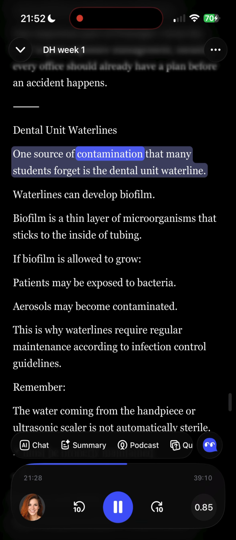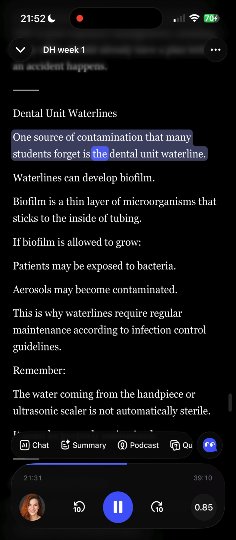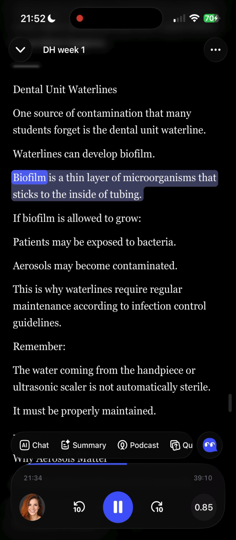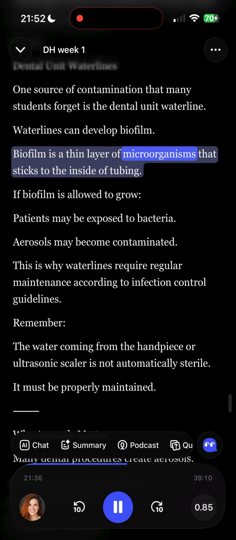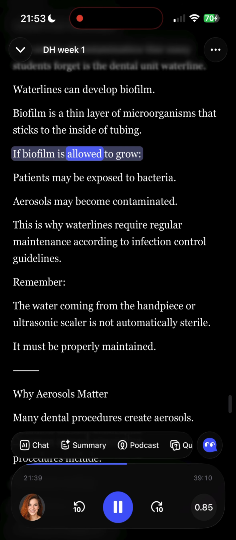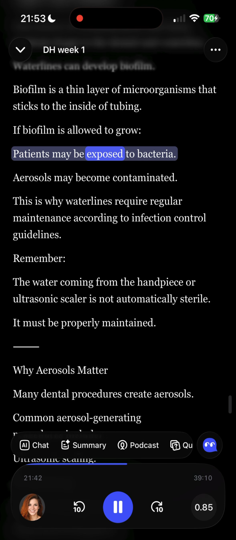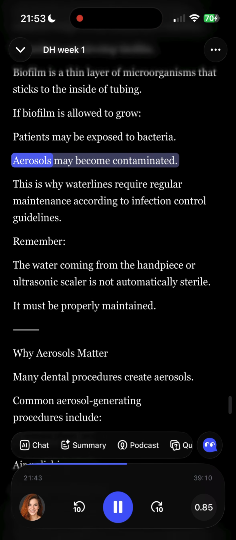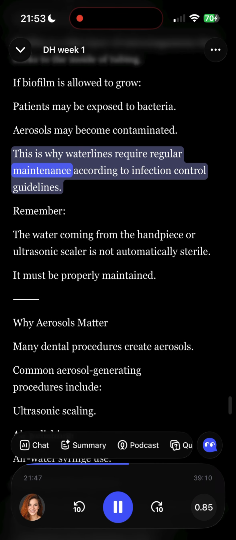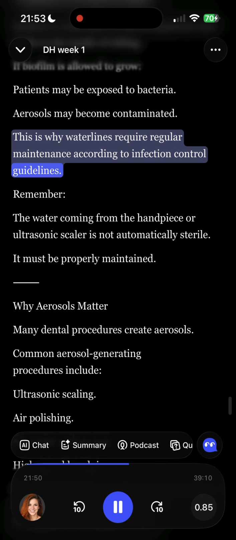Dental unit water lines. One source of contamination that many students forget is the dental unit water line. Water lines can develop biofilm. Biofilm is a thin layer of microorganisms that sticks to the inside of tubing. If biofilm is allowed to grow, patients may be exposed to bacteria. Aerosols may become contaminated. This is why water lines require regular maintenance according to infection control guidelines.